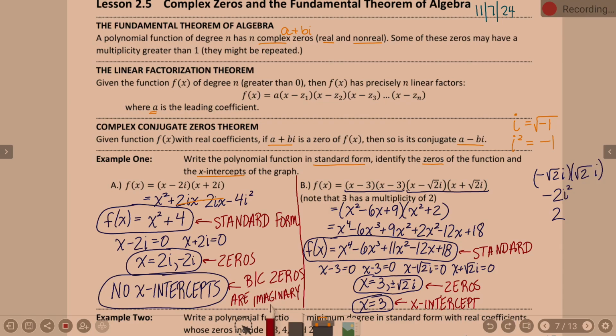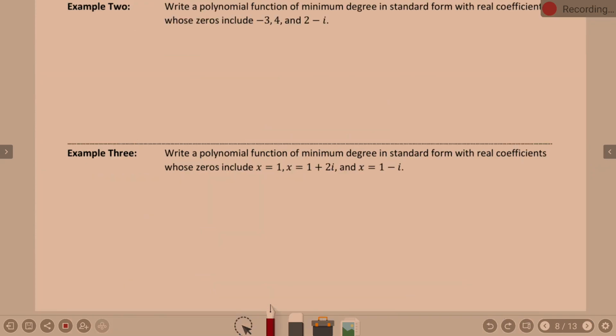Get your brains on. We've got work to do. Example 2. With examples 2 and 3, we're going to spend some time writing these functions. They ask us to write the polynomial function of minimum degree in standard form with real coefficients whose zeros include -3, 4, and 2 minus i.